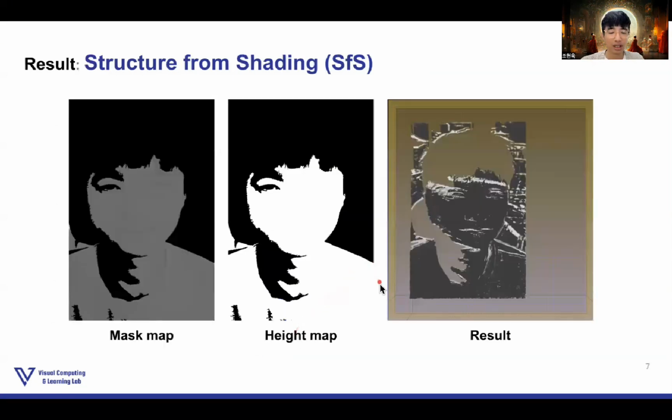So this is our result, where this is the heat map, and this is the result. As we can see, the result is not as good as we expected. The result is only a flat surface, and this is only a single image. We also tried to do it using multi-view, but we failed. So yeah, this is the result from structure from shading.